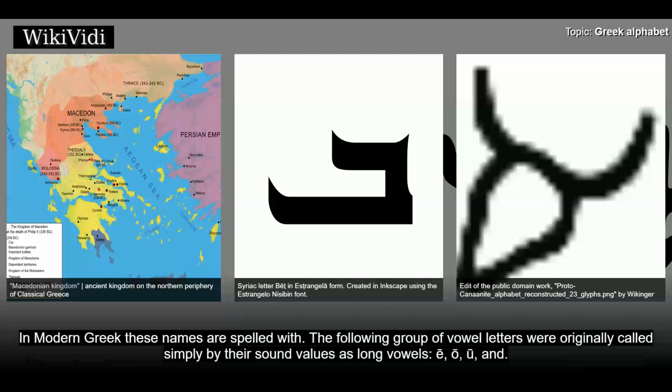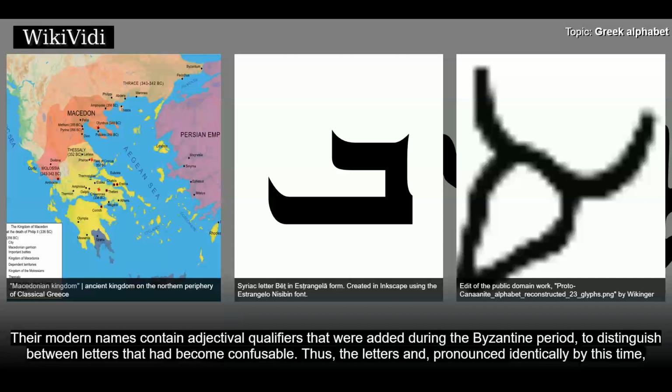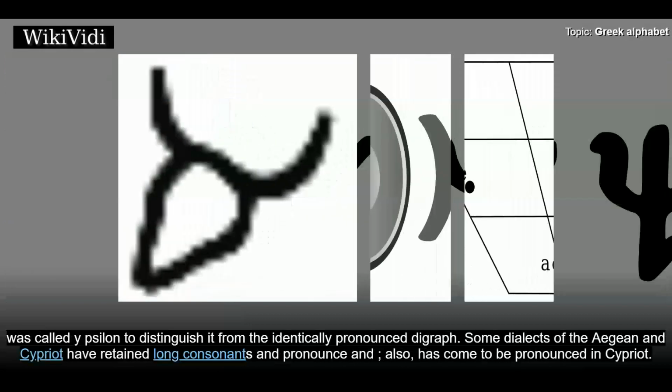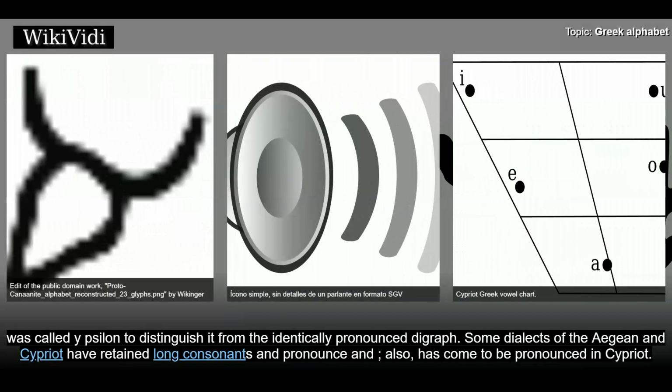The following group of vowel letters were originally called simply by their sound values as long vowels, e, o, u, and o. Their modern names contain adjectival qualifiers that were added during the Byzantine period to distinguish between letters that had become confusable. Thus, the two letters, pronounced identically by this time, were called omicron and omega respectively. The letter was called epsilon to distinguish it from the identically pronounced digraph, while, similarly, which at this time was pronounced, was called ypsilon to distinguish it from the identically pronounced digraph. Some dialects of the Aegean and Cypriot have retained long consonants. Also, one letter has come to be pronounced differently in Cypriot.